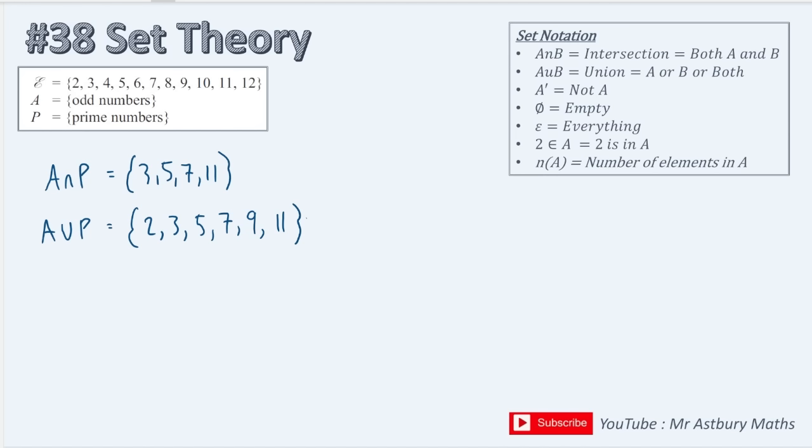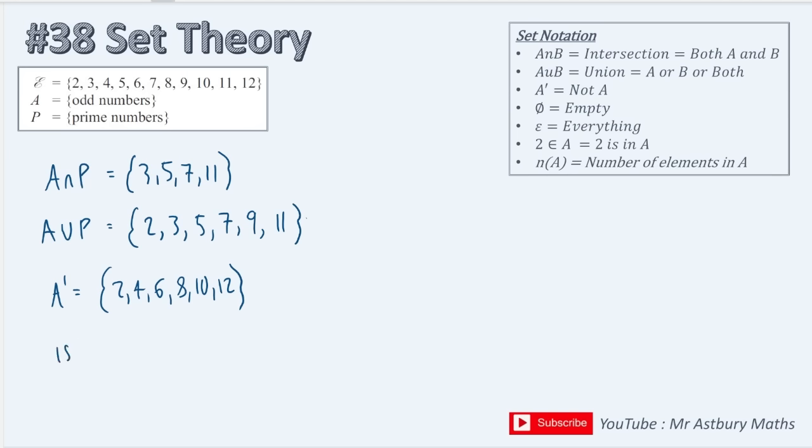Okay. Then we can have a look at maybe not A. So these are all of the elements which are not odd, but they are in the universal set, of course. So we have 2, we have 4, we have 6, we have 8, we have 10, we have 12.